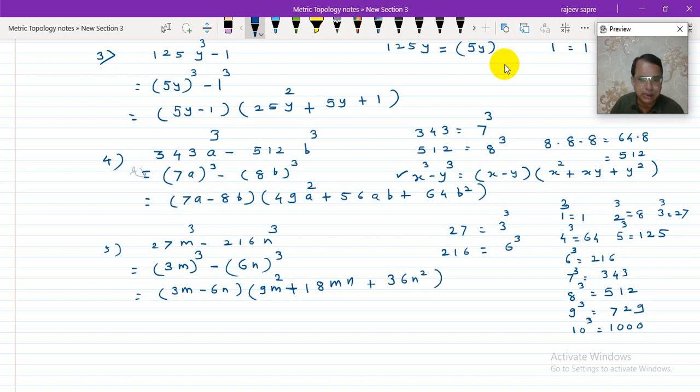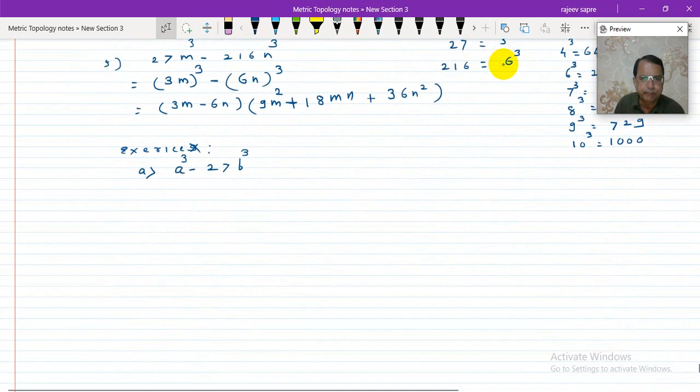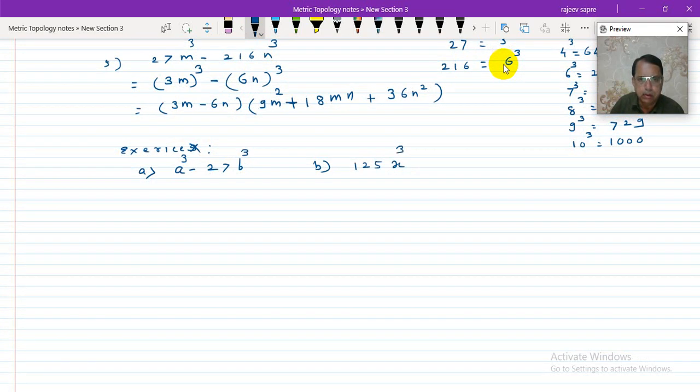Okay, so this is how these problems are to be done. Some more problems I will give as exercises. Exercise we will say. First problem in that will be a cube minus 27b cube. Okay, second problem: 125 x cube plus 729 y cube. You have to use x cube plus y cube formula.